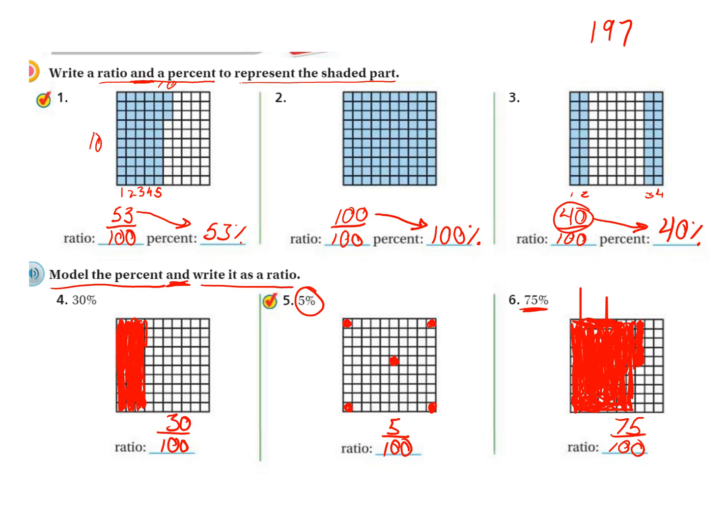So there's my 7 columns plus 5 more, so I have a total of 75 shaded.